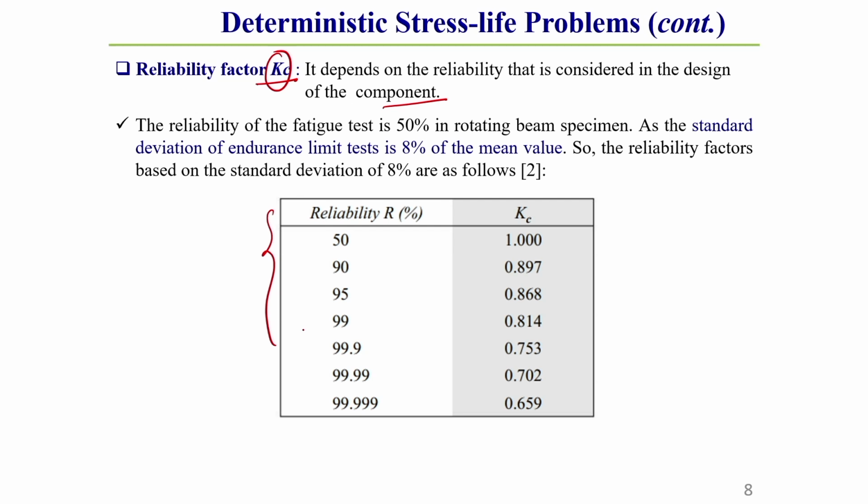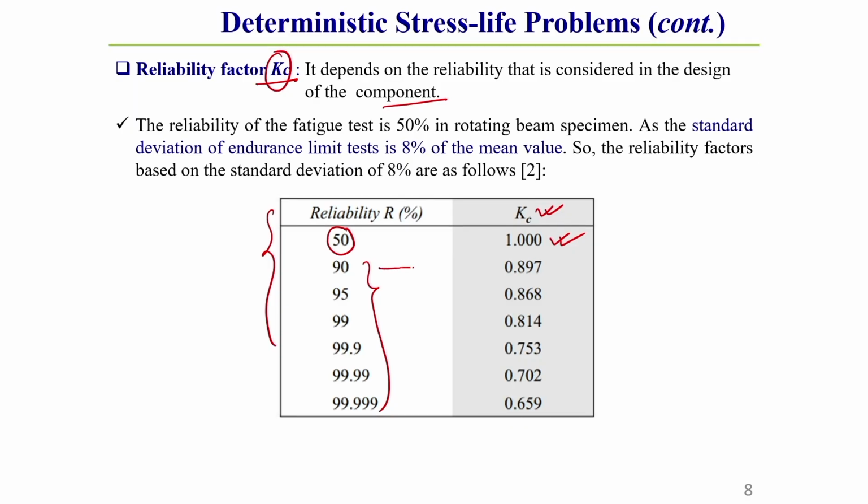Here we have provided a standard table. This table is for a rotating beam specimen, and the reliability percentage considered is 50%. So, if the reliability is 50%, the Kc value is considered as 1. Now, if you consider a higher reliability, as I have shown, the higher the reliability percentage for designing, the lesser will be the Kc value and the lesser will be the endurance strength. This you should keep in mind.